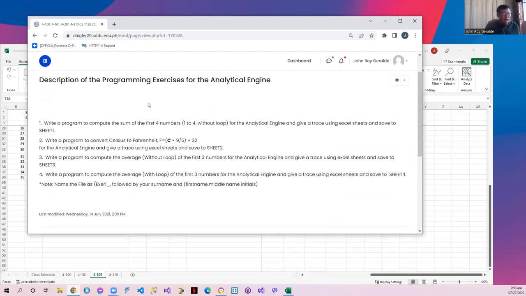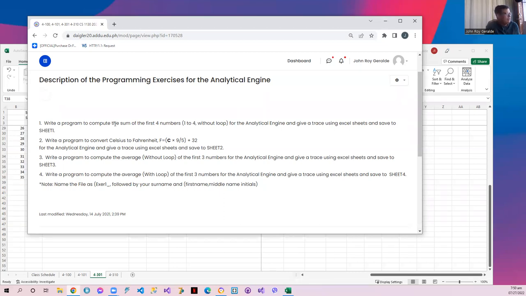You submit a worksheet in Excel with four sheets. You name it XR1 underscore followed by your surname, first name, and middle name initials. In the first worksheet, you write the program to compute, using the template, the sum of the first four numbers without loop for the analytical engine and give a trace using Excel sheets and save it to sheet one. This is like the factorial program.